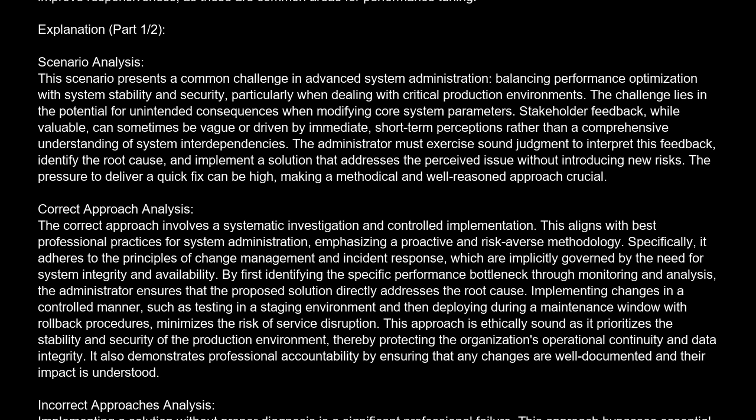Implementing changes in a controlled manner, such as testing in a staging environment, and then deploying during a maintenance window with rollback procedures, minimizes the risk of service disruption. This approach is ethically sound as it prioritizes the stability and security of the production environment, thereby protecting the organization's operational continuity and data integrity. It also demonstrates professional accountability by ensuring that any changes are well documented and their impact is understood.